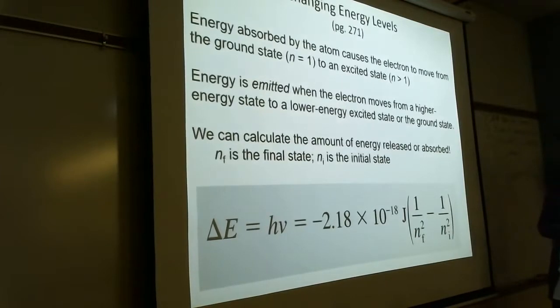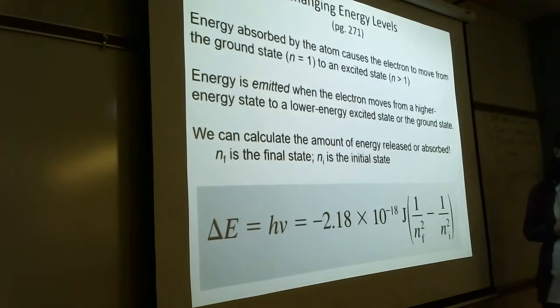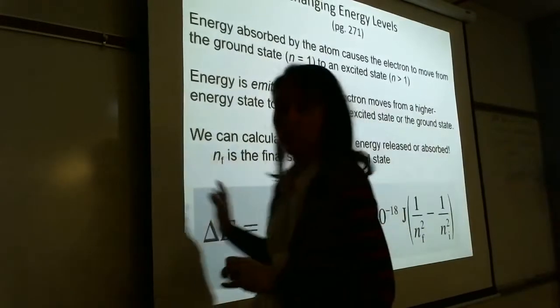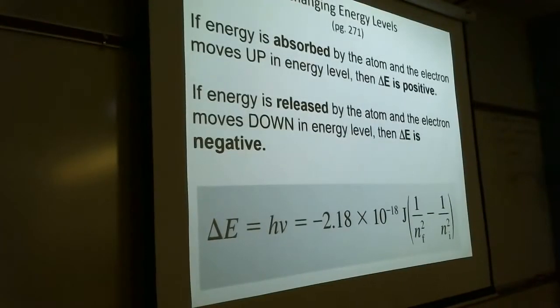Right? Now, sometimes you're going to get a positive number here. Does that make sense? Yeah, it does make sense. Sometimes you will have a positive number. So let's do an example here. Now again, I will give you this equation. You just need to know when and how to use it. So if energy is absorbed, electron moves up in energy level, delta E is positive. If energy is released, electron moves down, delta E is negative. So just the same as the definitions of exothermic and endothermic we talked about.